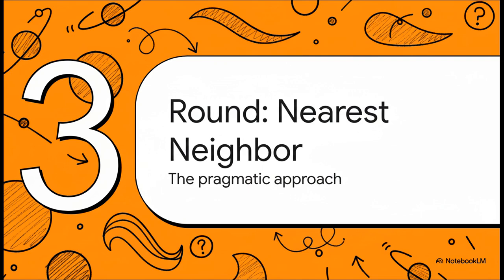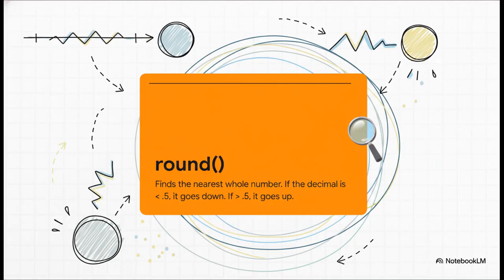Okay, now let's meet our other tool, the built-in round function. If ceil is that uncompromising specialist, round is the flexible generalist, just trying to find the closest, most reasonable answer. And its basic logic is exactly what you'd expect. It looks at the decimal. If it's less than 0.5, it rounds down. If it's more than 0.5, it rounds up. Simple, familiar, and hey, no import needed.